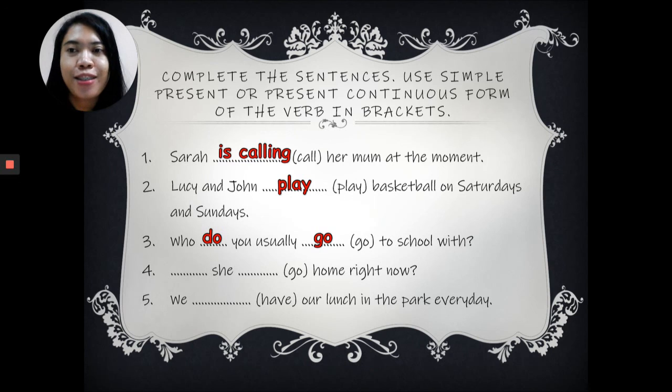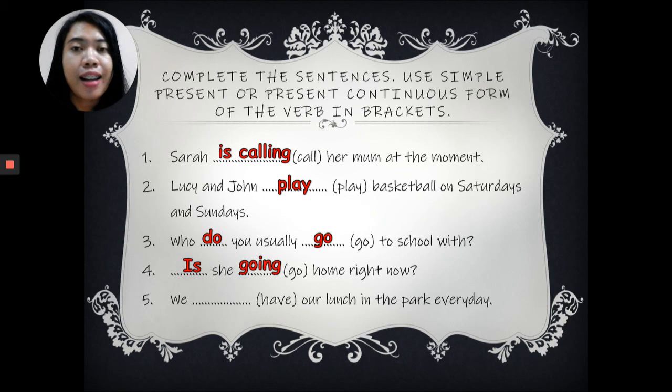Now look at number 4. She, go home right now. Right now is the time signal we use in present continuous tense. So what's the answer for number 4? In present continuous tense, we need verb ing and to be. The answer for number 4 is, is she going home right now?